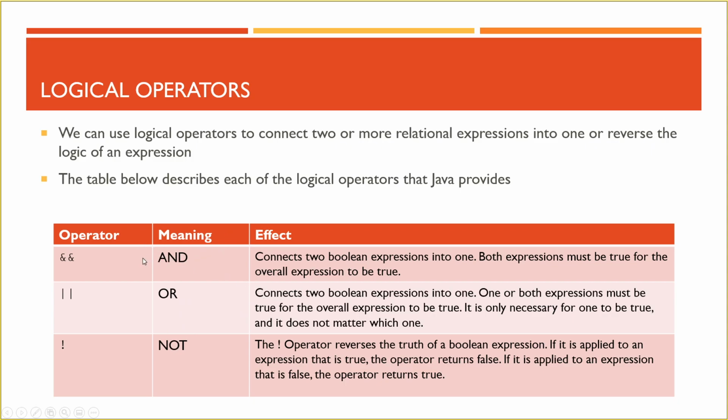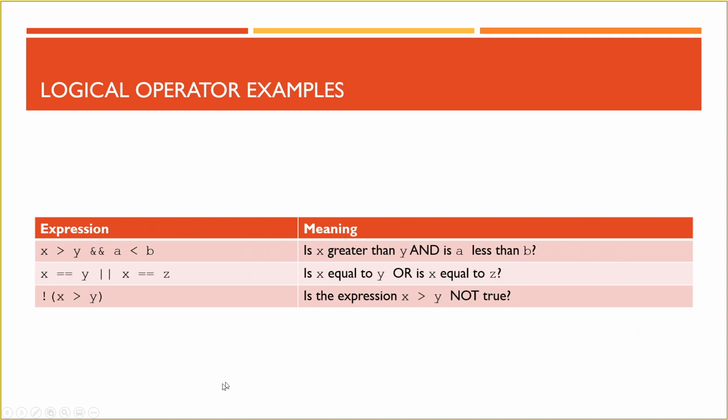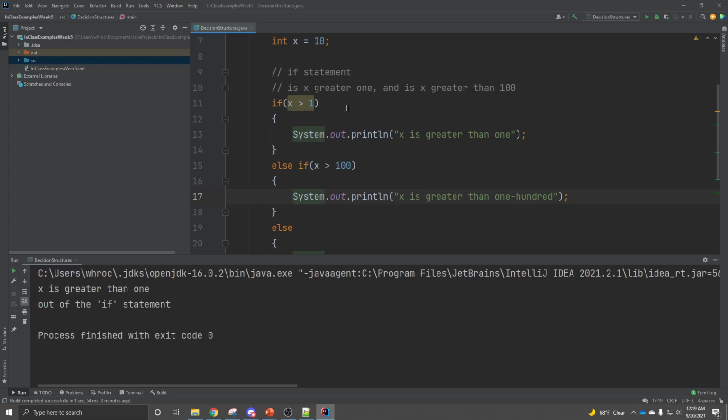But remember, and means both things have to be true. Or means only one needs to be true. Not will reverse the logic of a Boolean expression. So some examples here. Is x greater than y? And is a less than b? So we could put both of these things into one Boolean logical statement in an if statement, right? So I can actually do that.